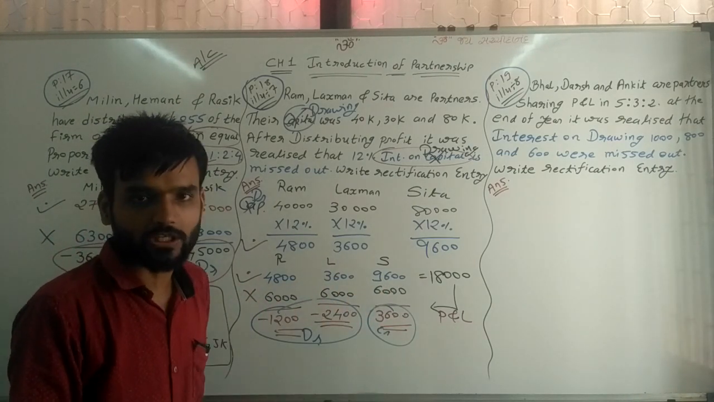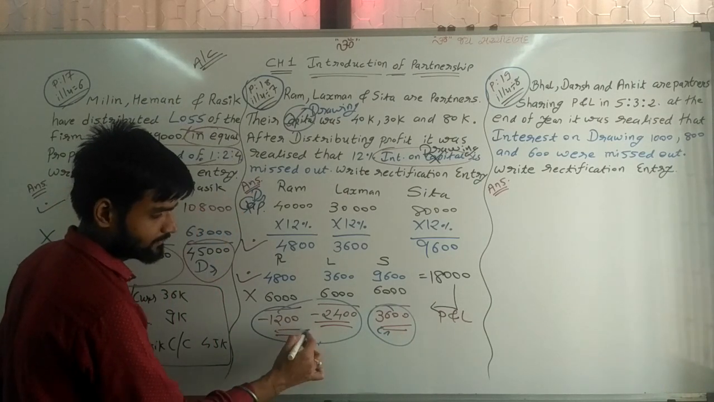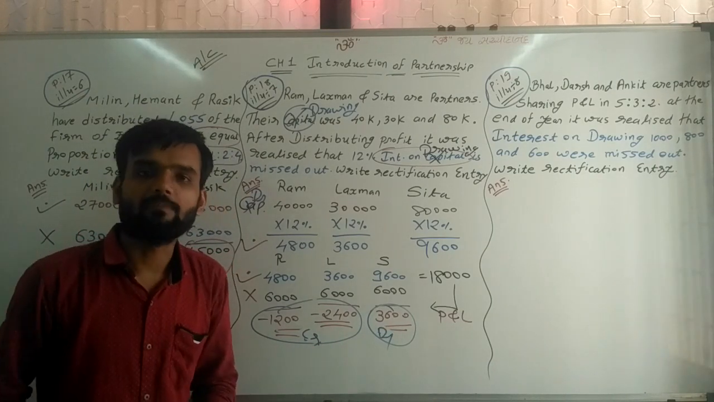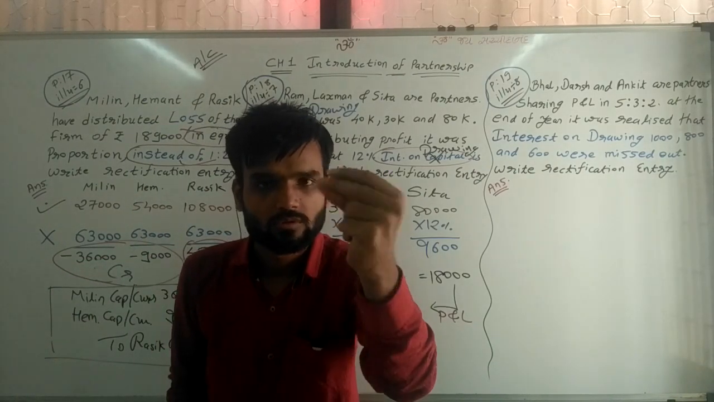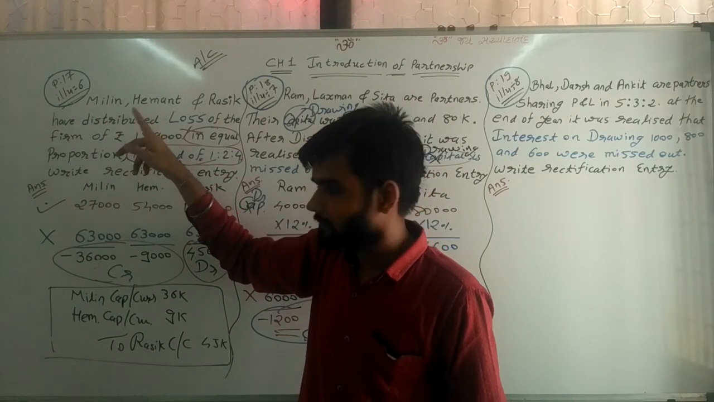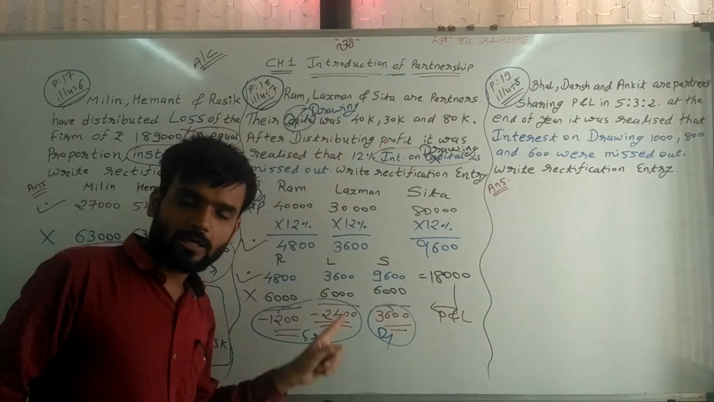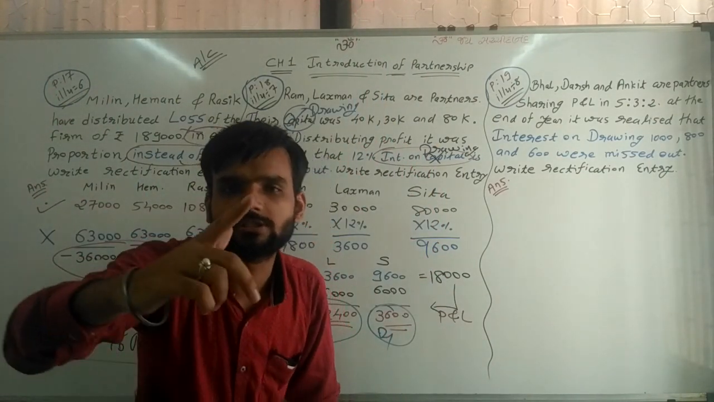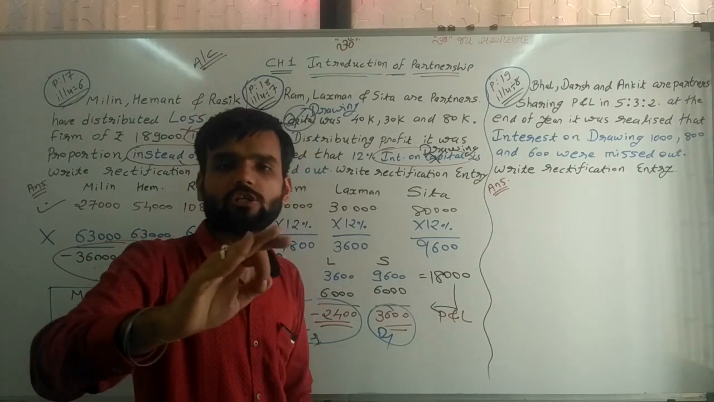Because the P&L ratio is not given, we take it as equal again. But minus credited, plus debited. So again we can make a rule. Try to understand: if profit is given, minus debit. If interest on capital is given, minus debit. And if the opposite situation is given, then minus credited. That is the most important thing.